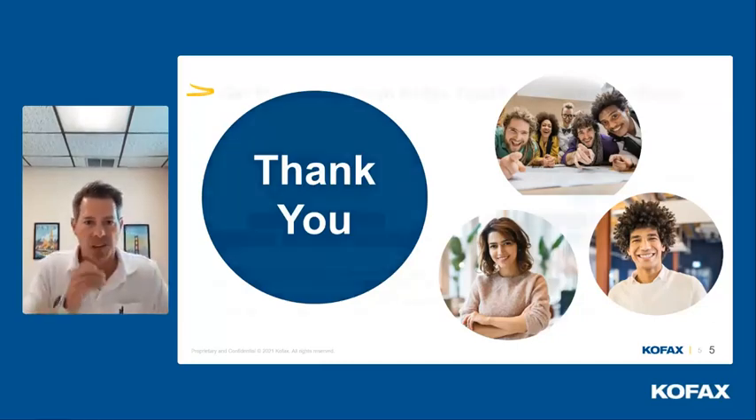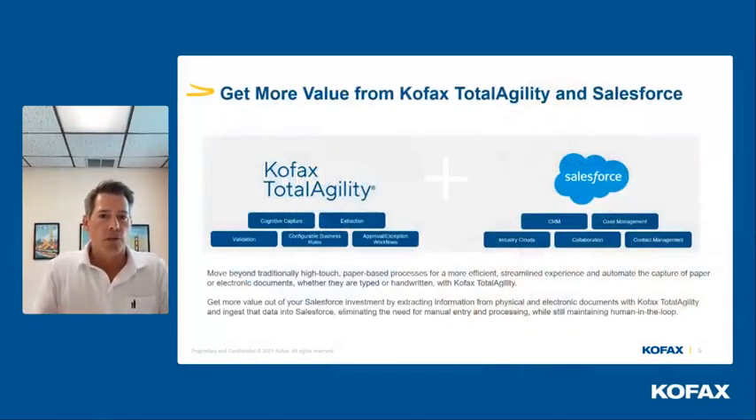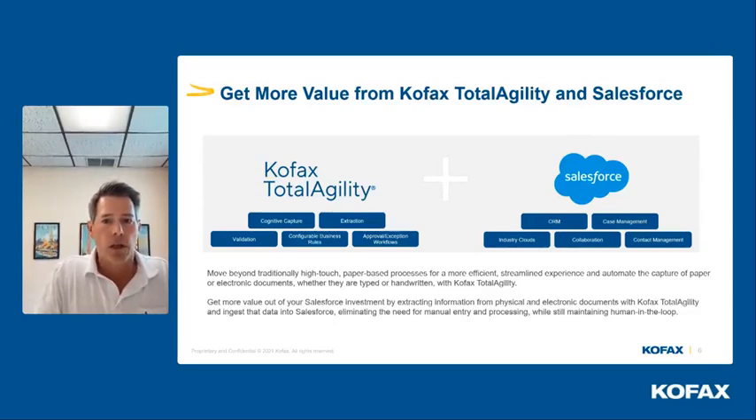All right, next. If you take a step back and look at how these solutions work together, starting on the left, many of you may have Kofax Total Agility, which is an industry-leading intelligent document automation platform that is able to help not only classify and extract the data from the documents using our powerful AI technology, but it's paired with a powerful business process engine that is able to automate your complex business processes.